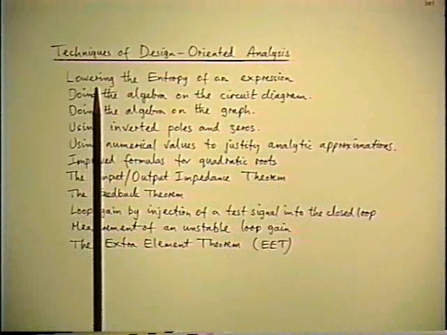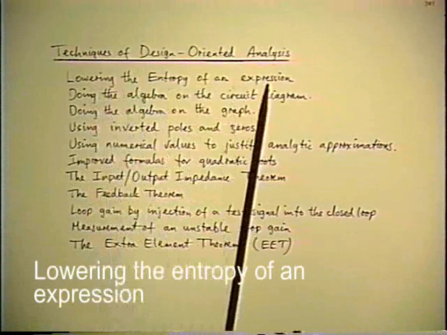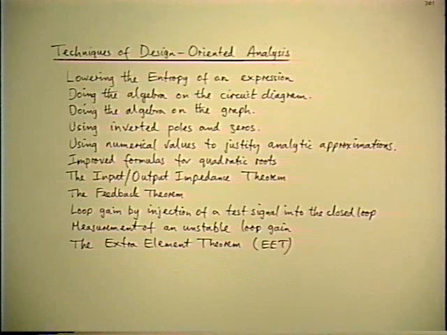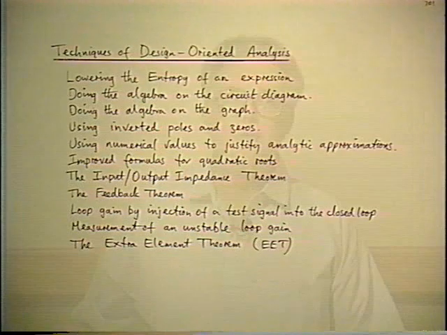Now, look at this very first one here. Lowering the entropy of an expression. That doesn't mean anything to you. There's a new term in here, entropy. Now, that's not a new word, and that's the reason I've chosen that word, entropy. You've heard of it before from physics. But all you need to remember about it for this purpose is that entropy is a measure of disorder. The higher the entropy of a system, the more disorganized it is.